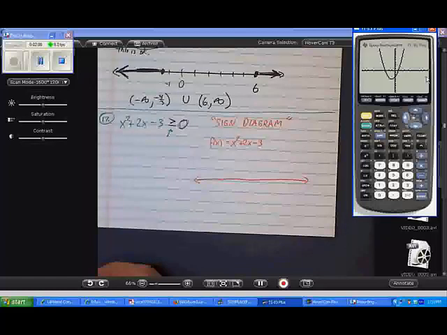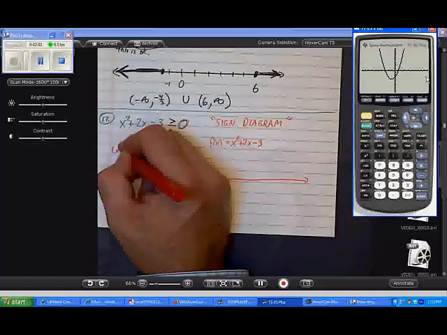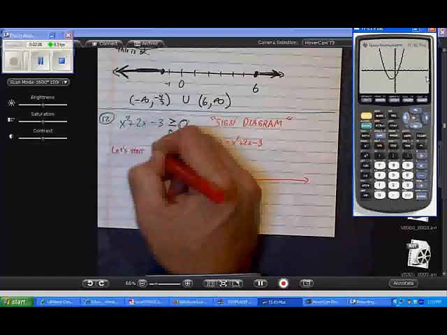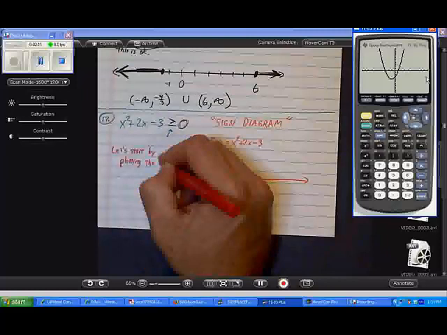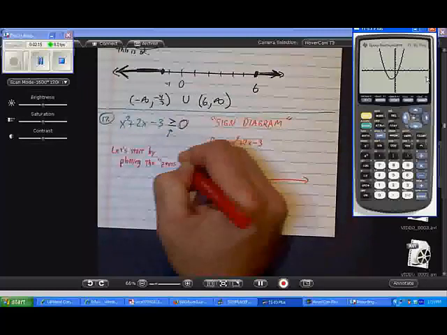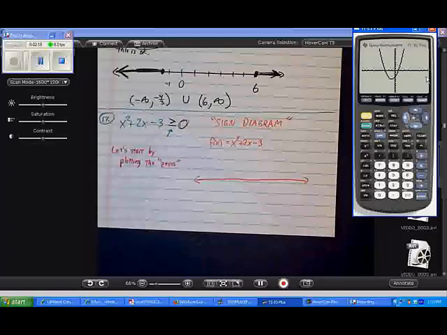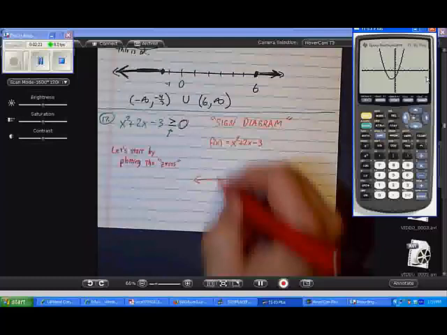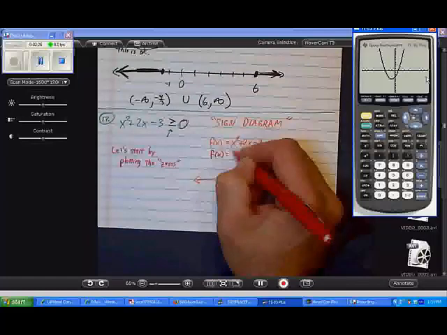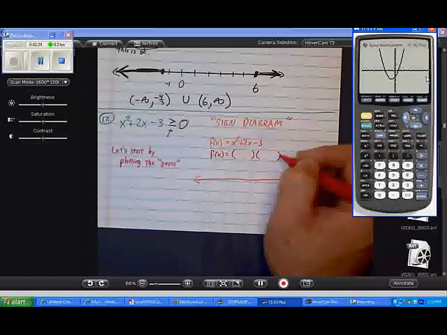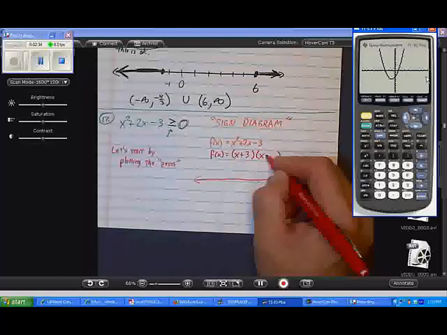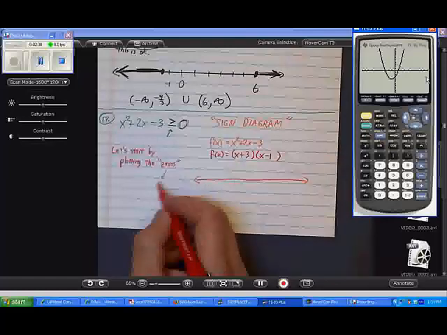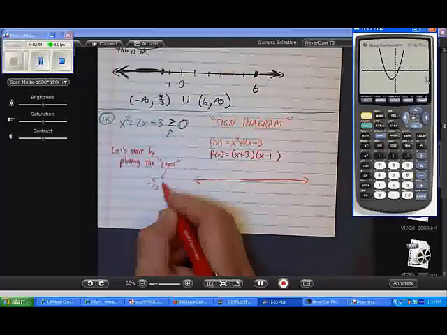So the first thing you do is, let's start by plotting the zeros. And that's easy for this problem. It's not easy for all problems. Sometimes you need to use the quadratic formula to figure out what the zeros are. But this one's easy because how can I rewrite f of x? Do you see it? It'd be x plus 3 and x what? Minus 1. So the zeros would be negative 3 and positive 1.